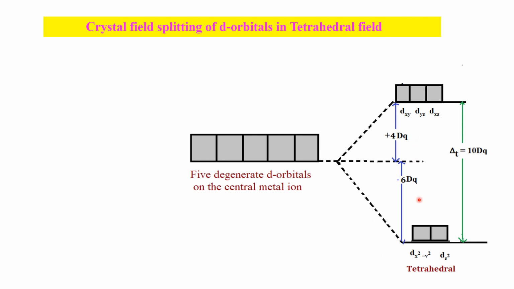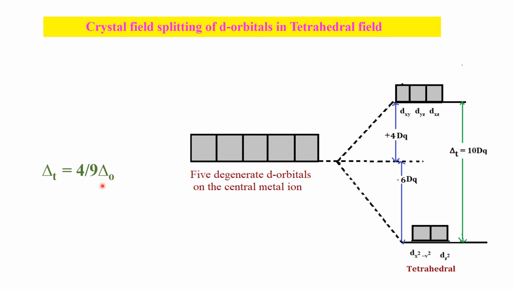So these orbitals have lower energy and these orbitals have higher energy. Delta T is equal to 4 by 9 delta O. This means that it is smaller than the splitting in an octahedral field. This is because there are only two thirds of the ligands and there is less direct effect on the orbitals when compared to octahedral complexes.